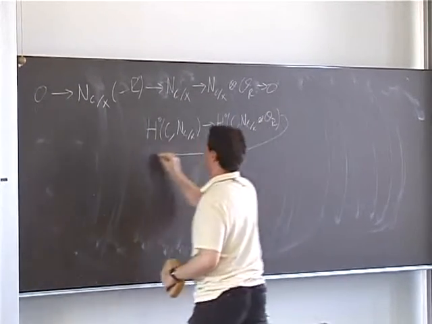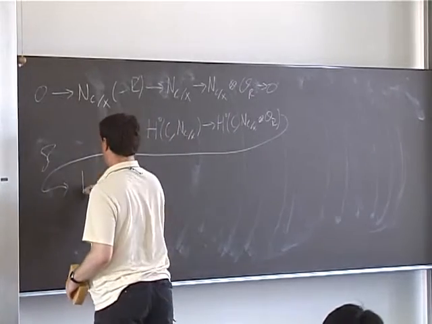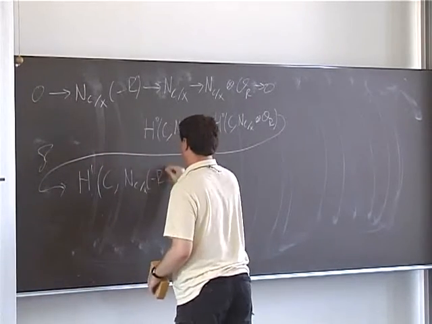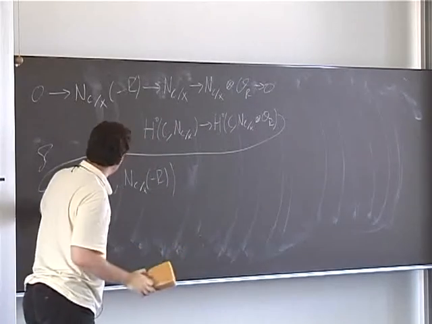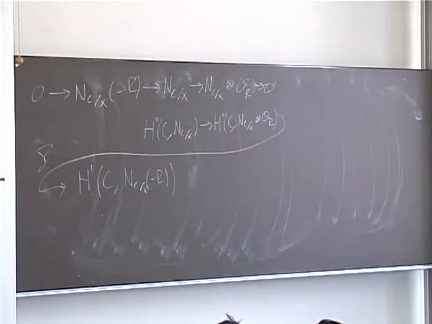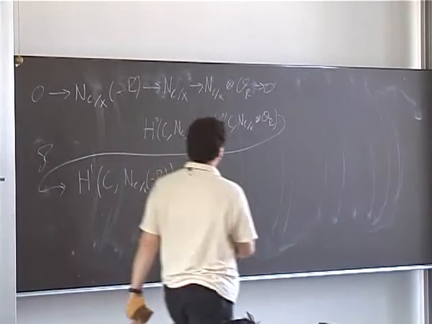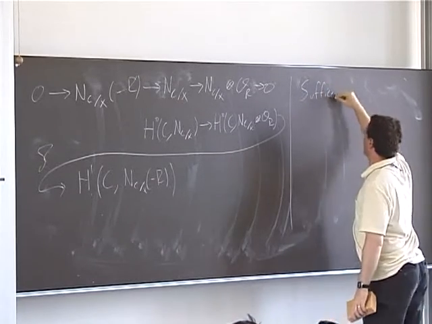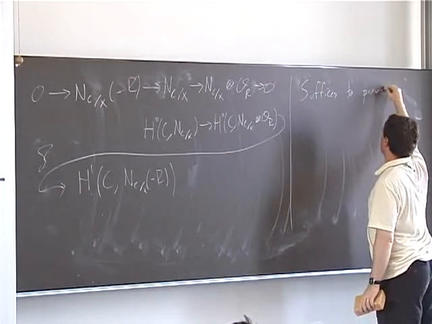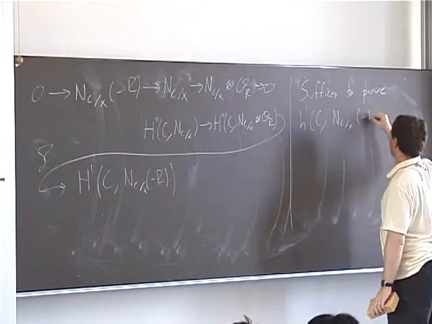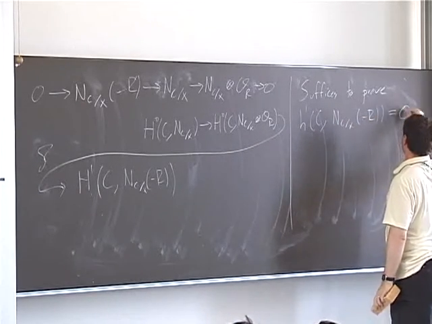And then there's some connecting map to H^1 of this guy. So if we prove that this guy is 0, then it follows that this map is surjective, and then this map is a quotient of this map, so it follows that that map is surjective as well. So it suffices to prove that H^1 of N_{C/X} minus R is equal to 0.